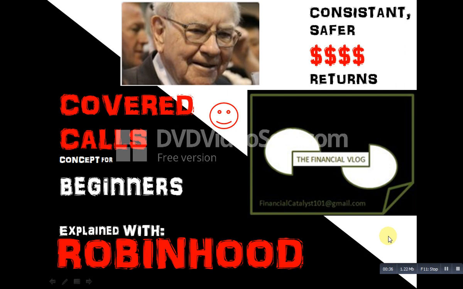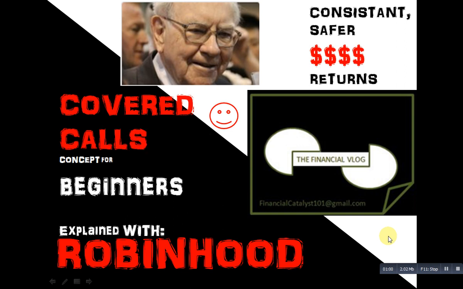This is a tool which allows people relatively consistent, safer, and long-term dollar returns. Of course, there is no investment without any risk, but these are supposed to be relatively low risk and safer bets for you to earn returns on your investment. Let us go to the next slide.